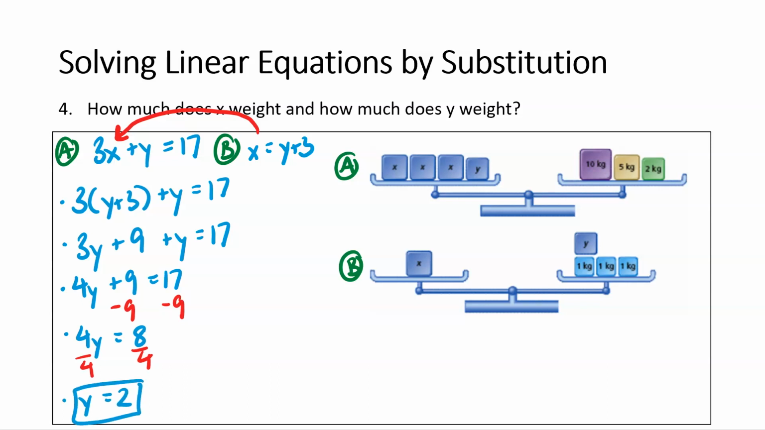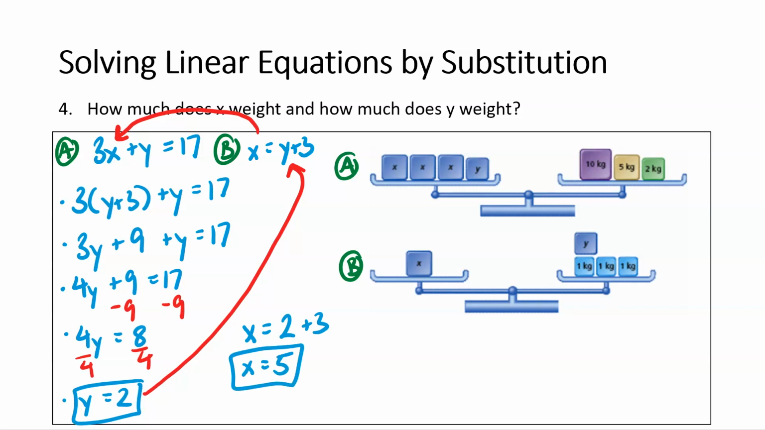Right, so we have y equaling a number. Y equals 2. We solve for y. We can take that now, plug it in to that expression to solve for x. So x equals 2 plus 3. Therefore, x should equal 5. We still need to test this out. So let's test out A.